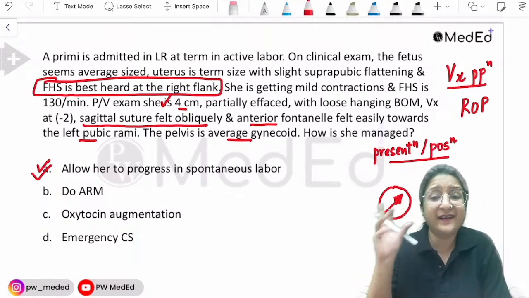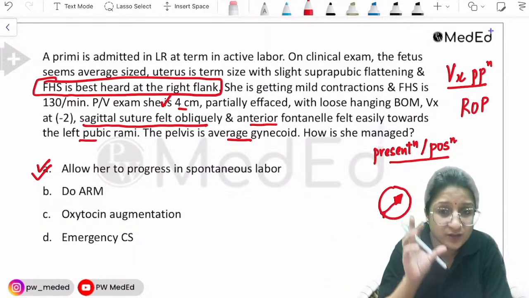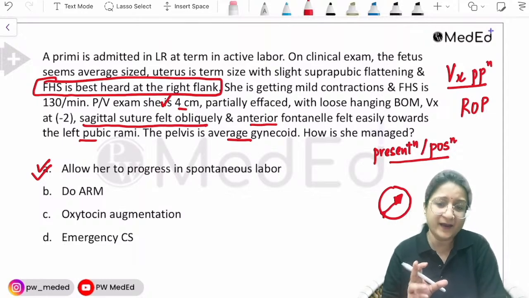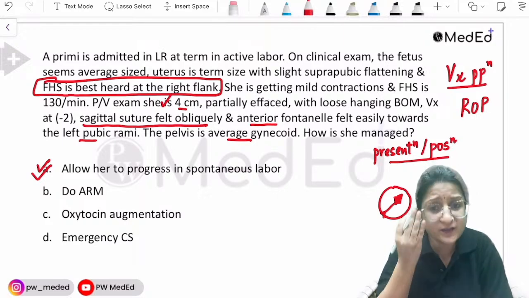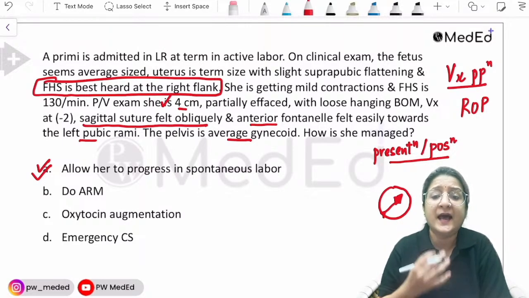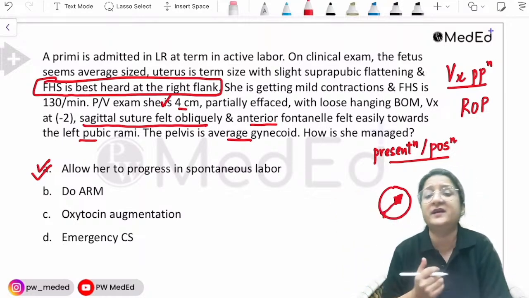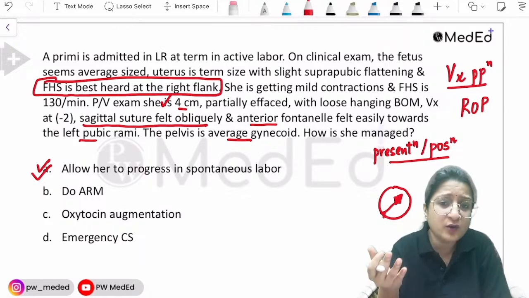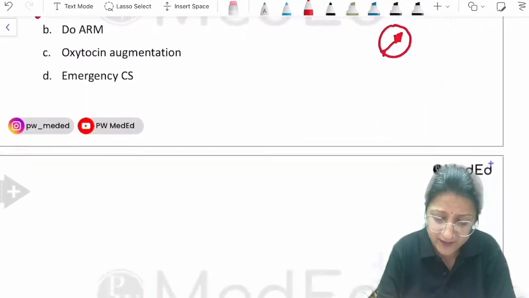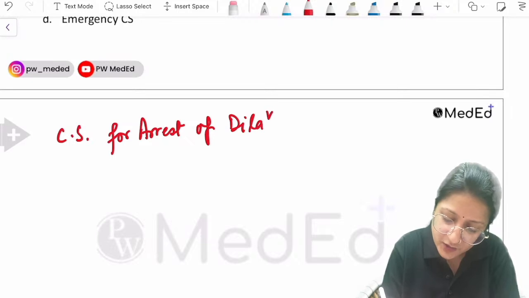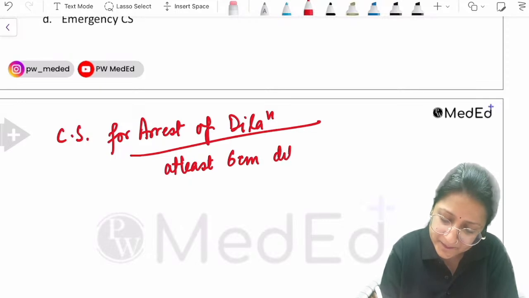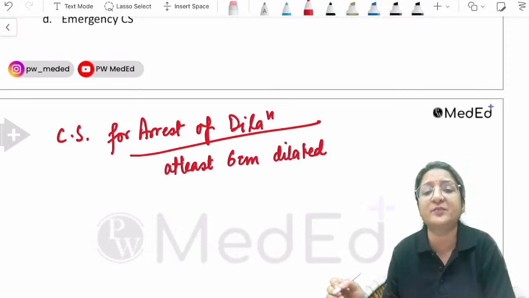All right, cesarean sections are done when arrest of labor happens. What is the definition of arrest of labor? At least 4 hours of good uterine contractions, and she has crossed the 6 cm dilatation threshold. Then I will call it arrest of labor. So cesarean section is done for arrest of dilatation. Arrest of dilatation means that at least she is 6 cm dilated, and then she's stuck at that point in time.